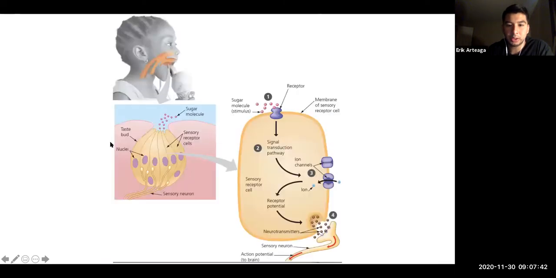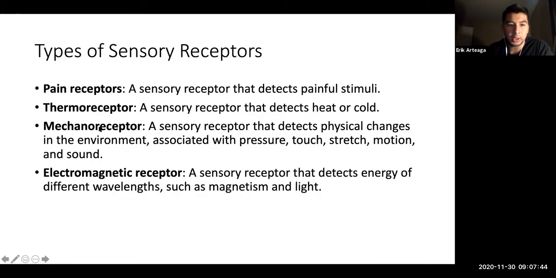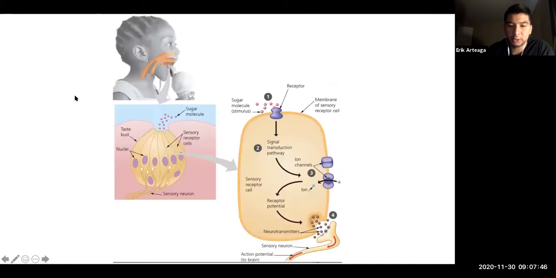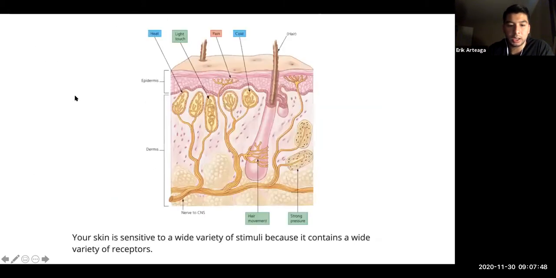Depression, disease, taste. Okay, so there are different types of receptors. We have chemoreceptors as well as light receptors or photoreceptors. Again, there are different types of receptors. You have heat, light, touch, pain, cold.